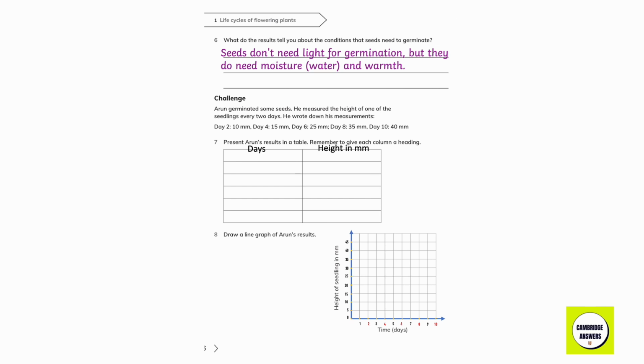Present Arun's results in a table. Remember to give each column a heading. Draw a line graph of Arun's results.